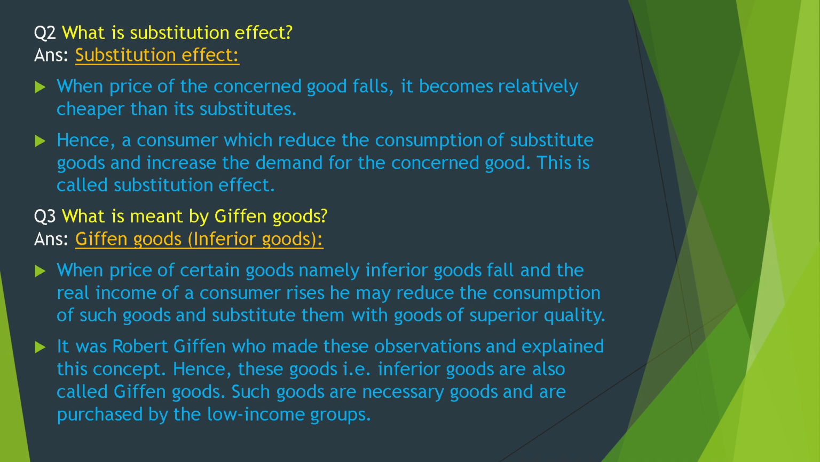What is meant by Giffen goods? Giffen goods, inferior goods. When price of certain goods, namely inferior goods, falls and the real income of a consumer rises, he may reduce the consumption of such goods and substitute them with goods of superior quality. It was Robert Giffen who made this observation and explained this concept. Hence, these goods, that is, inferior goods, are also called Giffen goods. Such goods are necessary goods and are purchased by the low income groups. गिफन गुड्स के जो क्वेश्चंस हैं वो भी इम्पोर्टेंट है एंड वो एग्ज़ाम में आ सकते हैं.